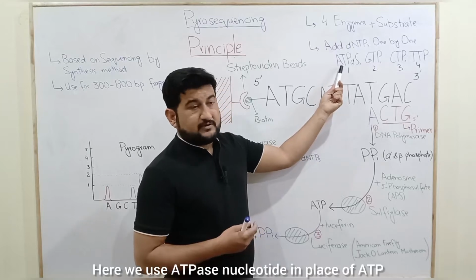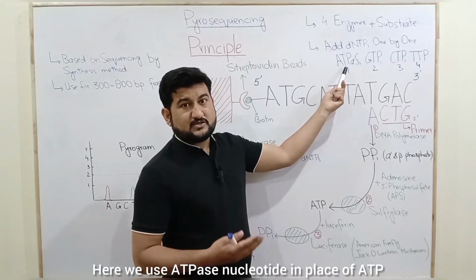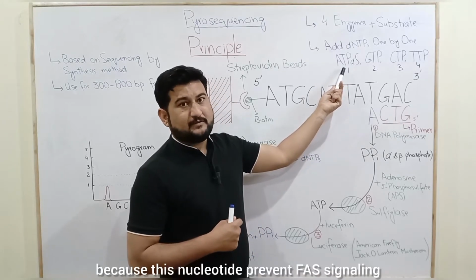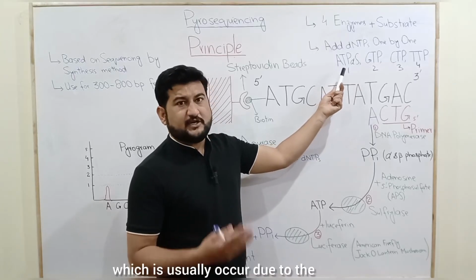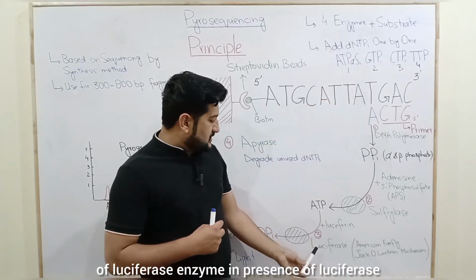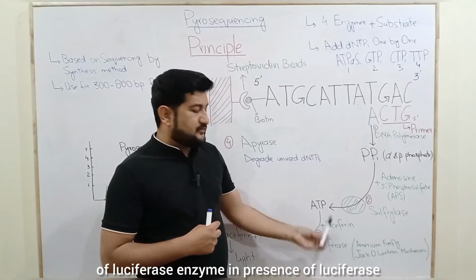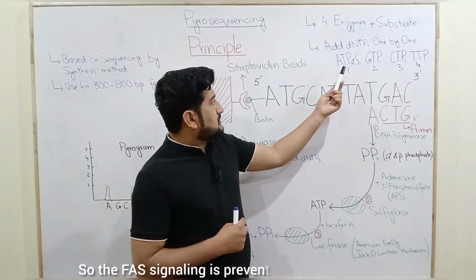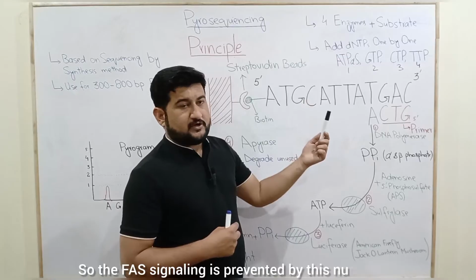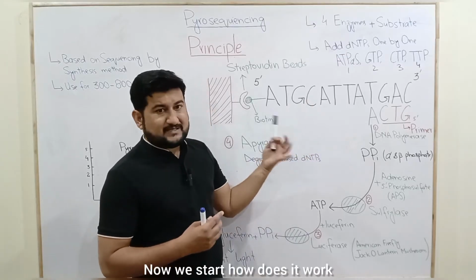Here we use ATPαS nucleotide in place of ATP, because this nucleotide prevents fast signaling, which usually occurs due to the activity of the luciferase enzyme in the presence of luciferin. So the fast signaling is prevented by this nucleotide. Now we start. How does it work?